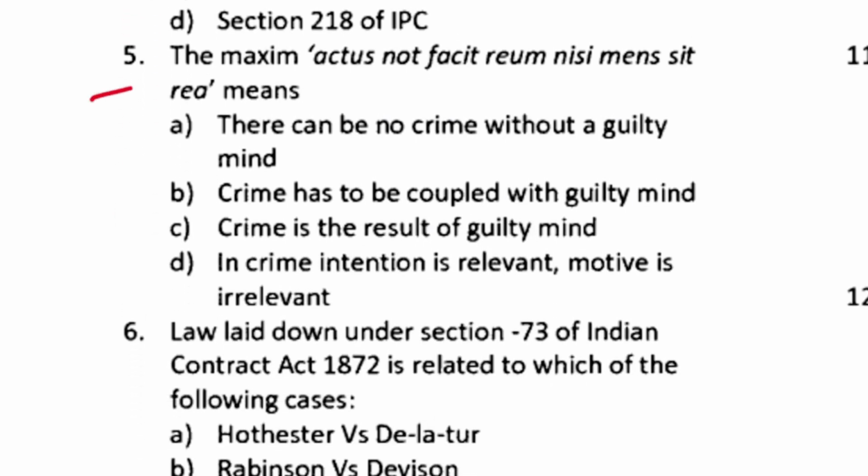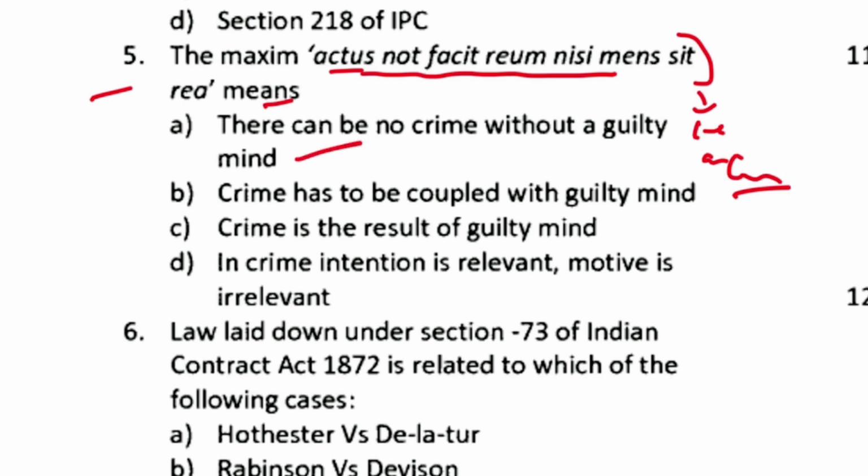Next is 5. The maxim actus non facit reum nisi mens sit rea, what does it mean? This is the first thing you learn while doing criminal law. Without this maxim, learning criminal law is just foolishness. If you do not know this maxim, then it means you don't have knowledge. This is the first requirement. What it means is, there can be no crime without a guilty intent or guilty mind. A is the answer.